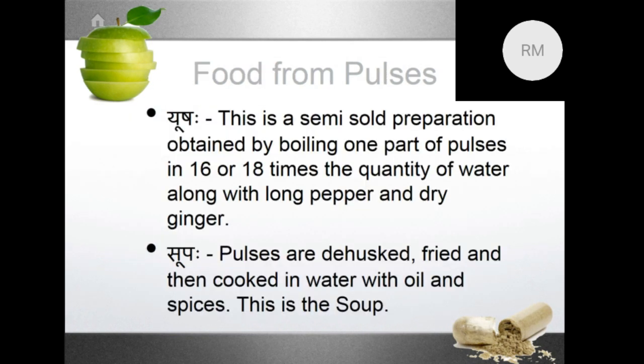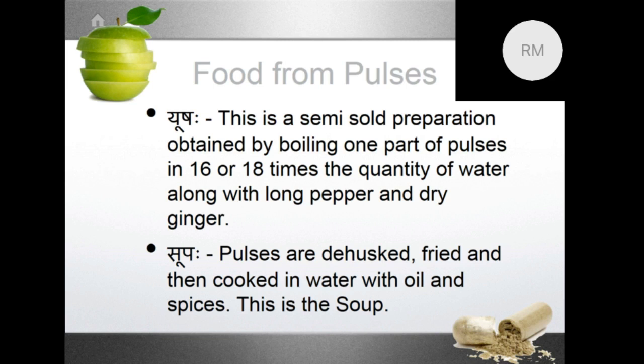So next we come to pulses. With pulses, we have to be very careful. Pulses can cause digestive discomfort. They can also overload the urinary system. So pulses can be consumed only when your digestive system has been fine-tuned to a certain extent. That is why in Ayurveda, pulses are given in the second phase. So we start with rice, then we mix rice and pulses, and then we go on to a completely pulse-based diet. So there are 2 types of preparations.